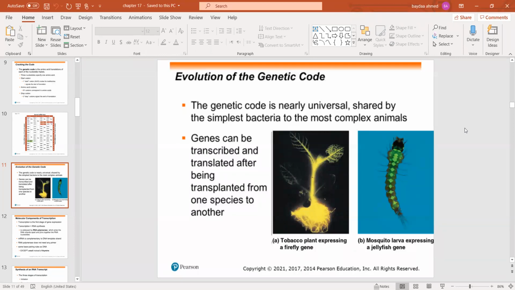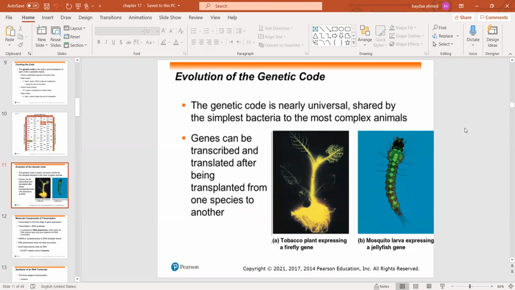The genetic code is nearly universal, shared by organisms from the simplest bacteria to the most complex plants and animals. In laboratory experiments, genes can be transcribed and translated after being transplanted from one species to another, sometimes with quite striking results, as shown in this figure.